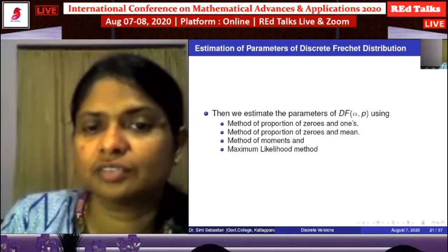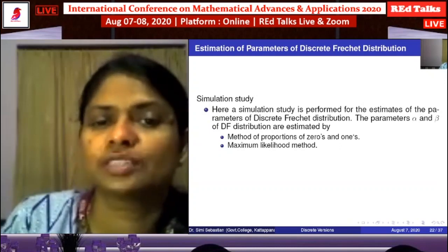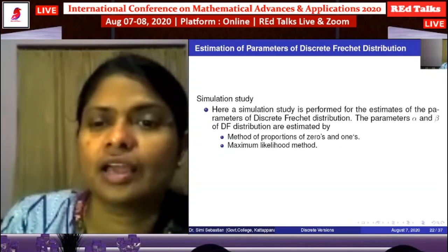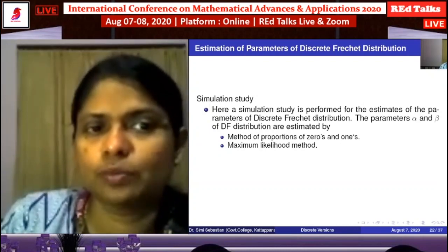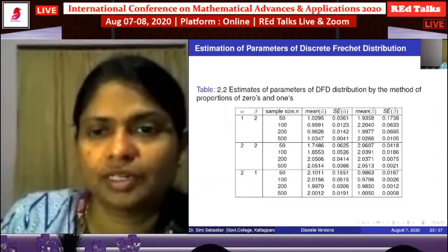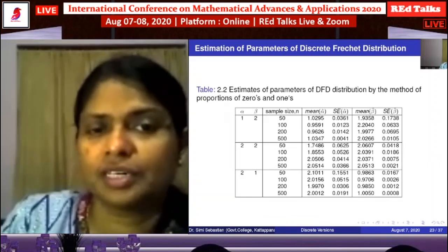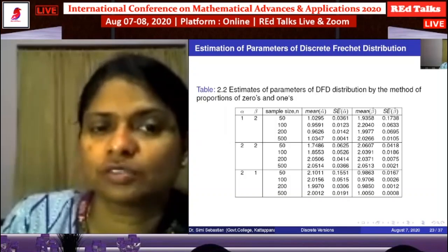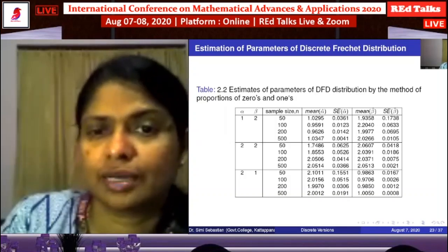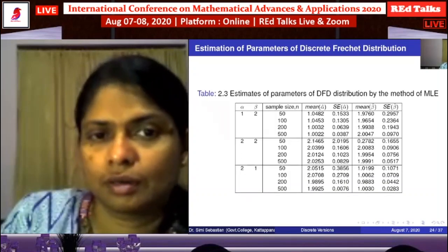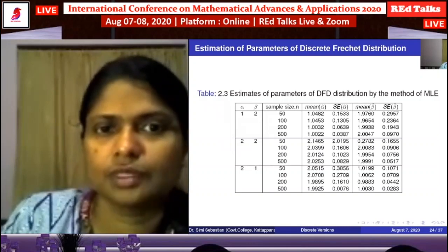Here a simulation study is performed for the estimates of the parameters of the discrete Pareto distribution using the method of proportion of zeros and ones and using the maximum likelihood method. Then table 2.2 gives the details obtained about the estimates of parameters using the method of proportion of zeros and ones, and table 2.3 gives that by the method of moments.